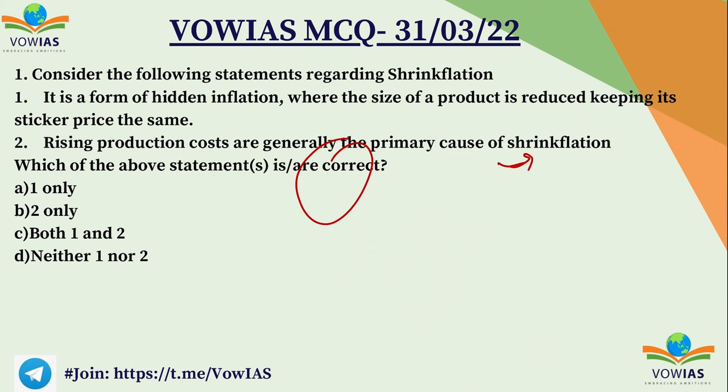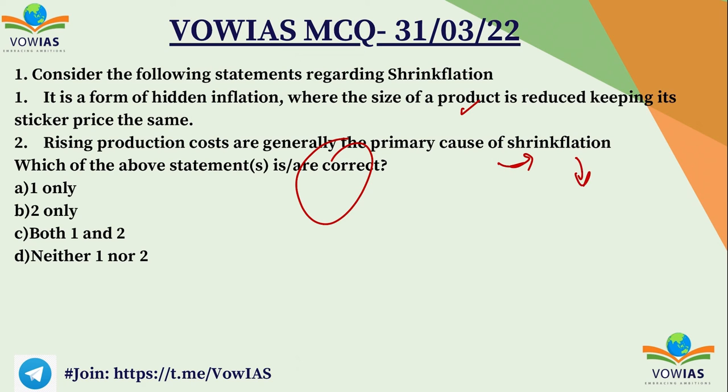So if you see shrinkflation, as the name suggests, it is the practice of reducing the size of a product while maintaining its sticker price. That is called as shrinkflation. So the first statement is right, as it is directly talking about the definition. The second statement is also right because the rising production cost is one of the primary causes of shrinkflation.